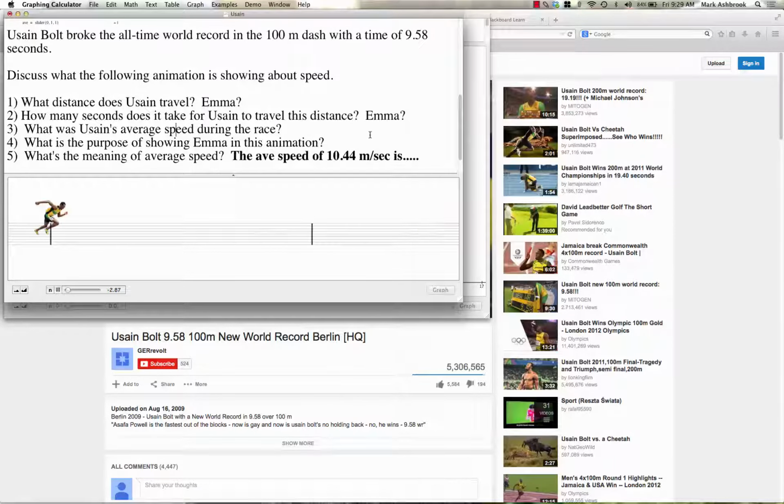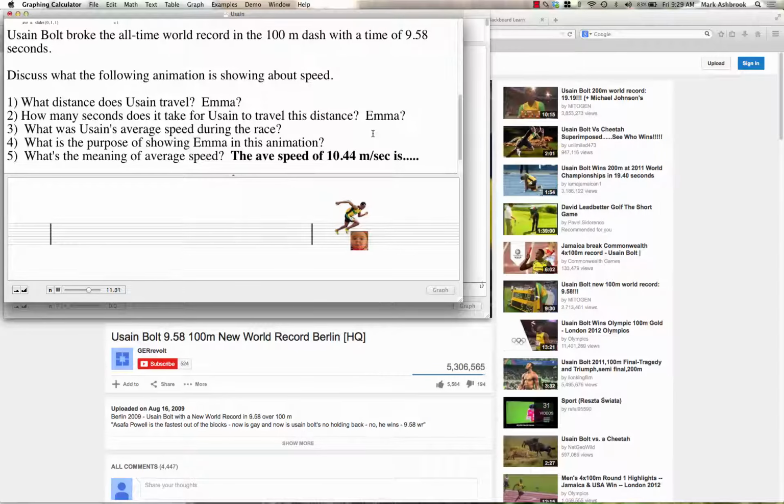A constant speed, right? And that's what Benji said. He said every second, that's what that number means. Every second you travel 10.44 meters. It's a constant speed. So now we're getting to the idea of average speed. What is average speed? First and foremost, it's a constant speed. You get one number, so it's a constant speed.